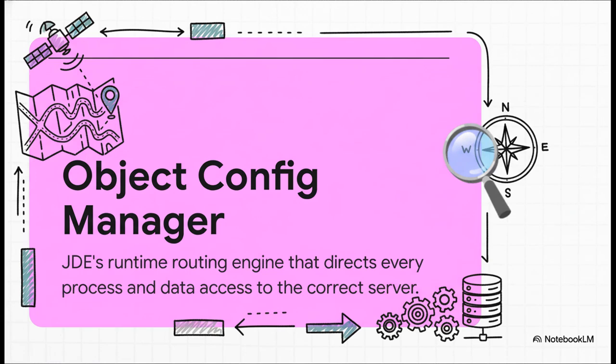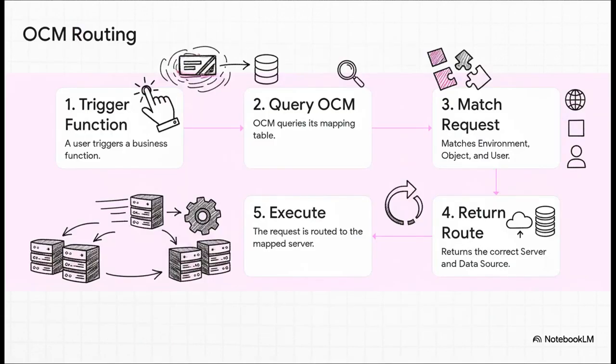All right, let's talk OCM. Just think of it as the system's GPS. It knows where everything is, and this dynamic routing is super powerful. You can move jobs around without ever touching the application code itself.